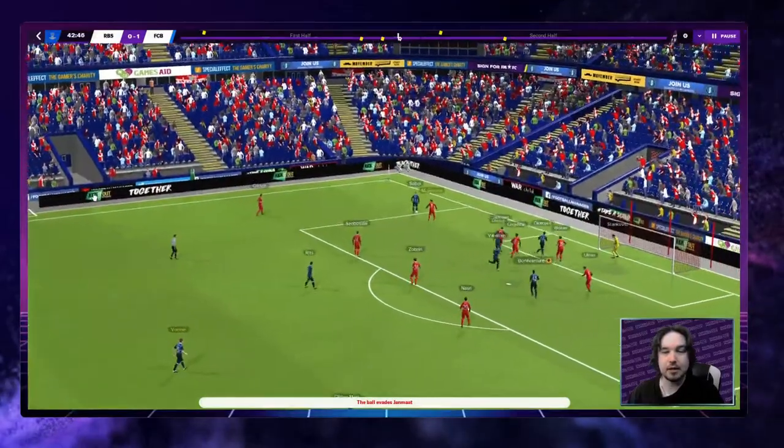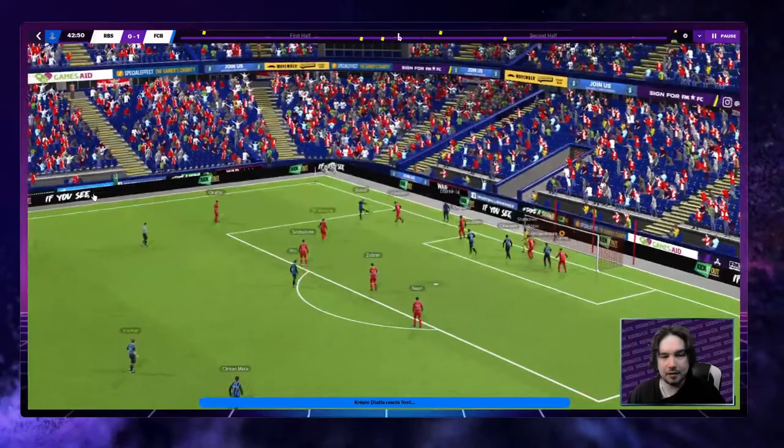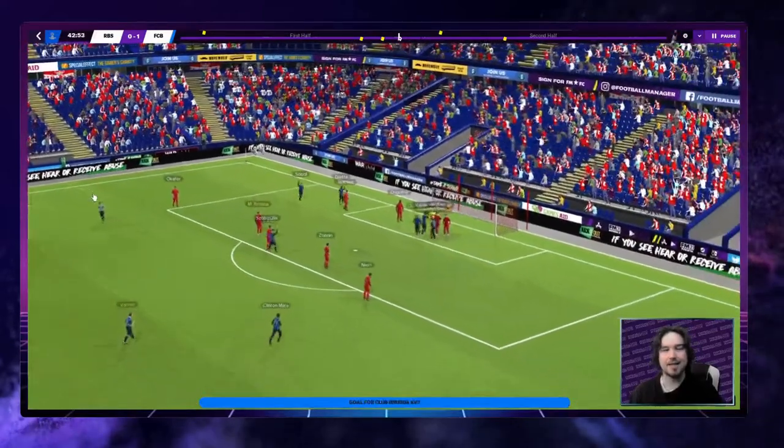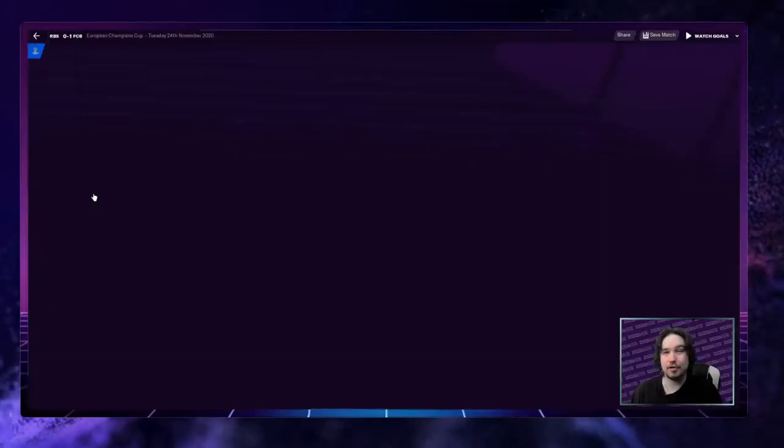So here they go on the attack. Szoboszlai finds Diatta, who crosses it back in, and Vanaken heads it, and that is the goal that puts us in deep trouble in the Champions League.